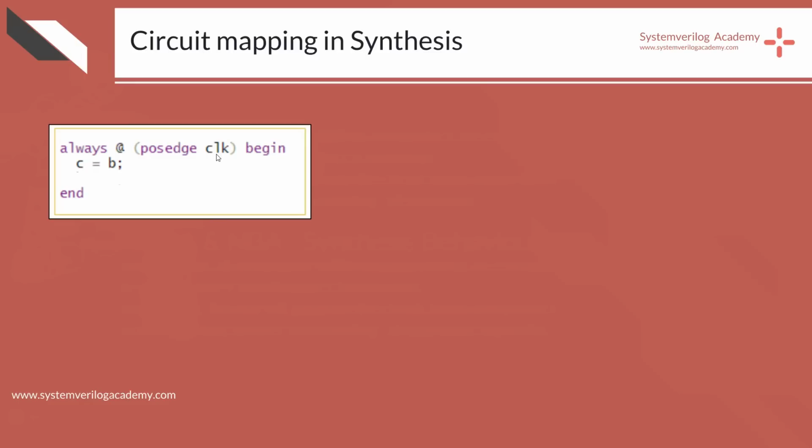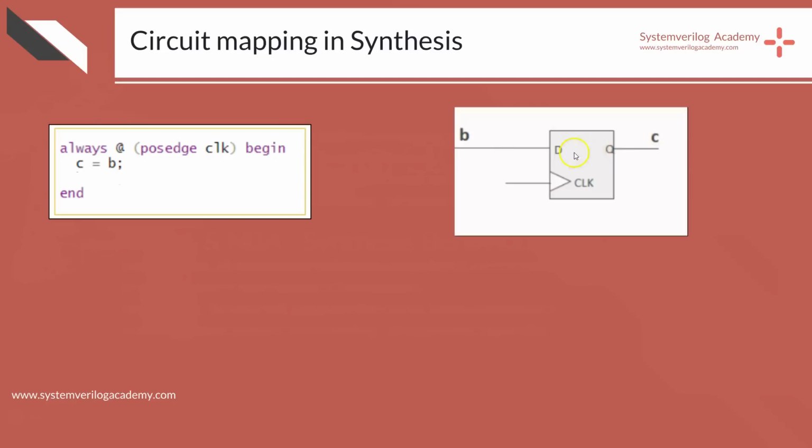The first statement says, assign C to B. Remember, this assignment will happen only on the rising edge of the clock, and C should remain unchanged at all other times. This means the value of C should get updated on the rising edge of the clock, and be stored otherwise. Therefore, the first statement should produce a D flip-flop with output as C, and input as B, as shown here. In general, any always block with posedge or negedge keywords in its sensitivity list will always produce flip-flops or storage elements in the circuit.